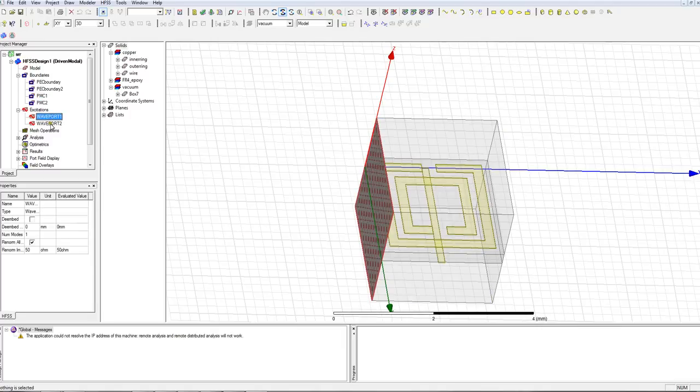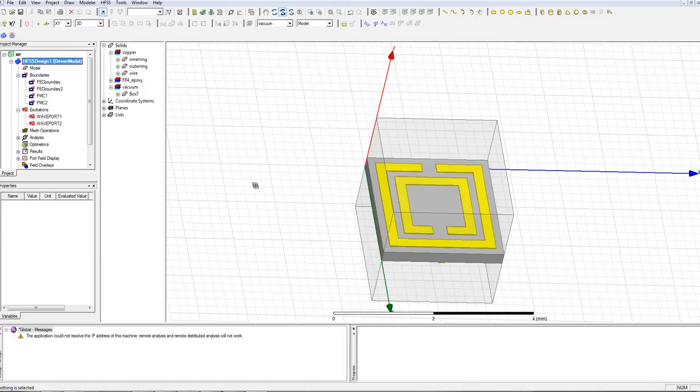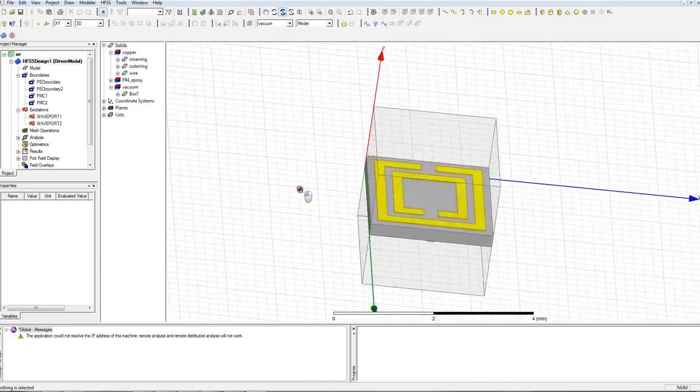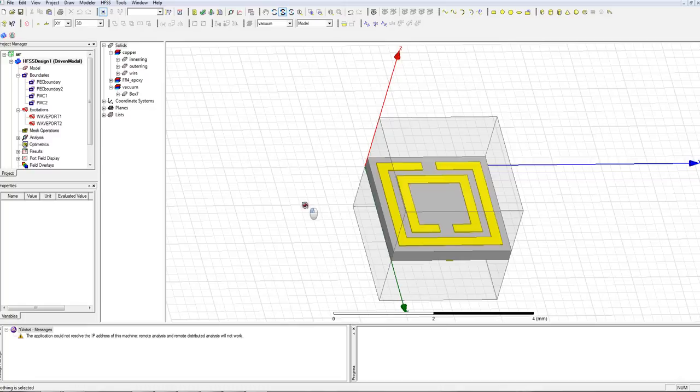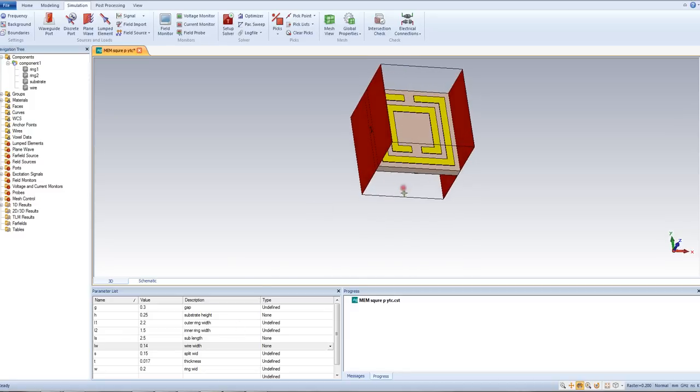Then we have port 1, one port is propagating, and this one is another port. So everything is designed as in CST, everything is similar. You can easily design this one. Okay, there is no need to worry about it. So now both the CST and HFSS designs are complete. We will now run the simulation and see the results.